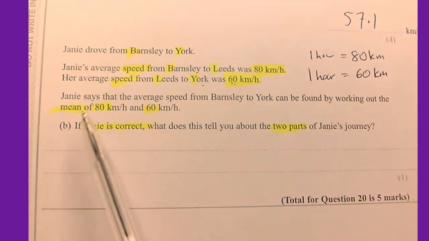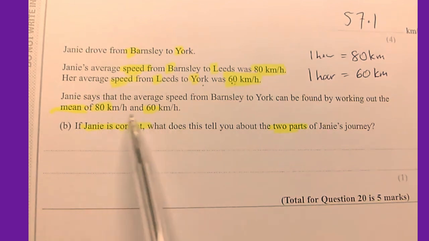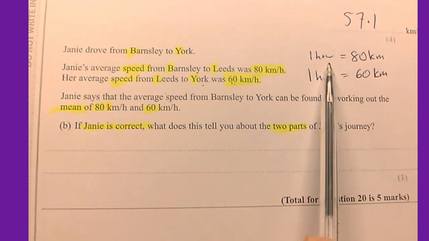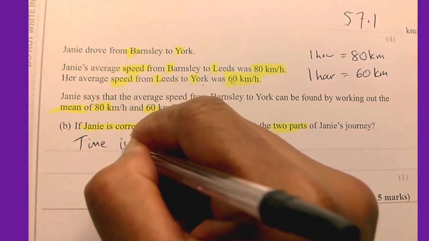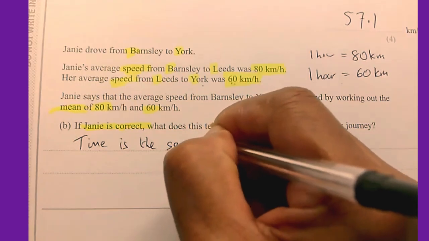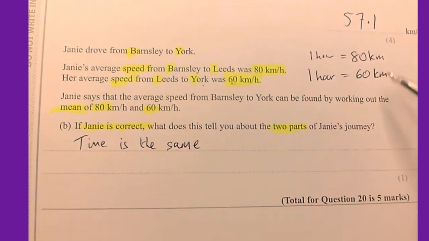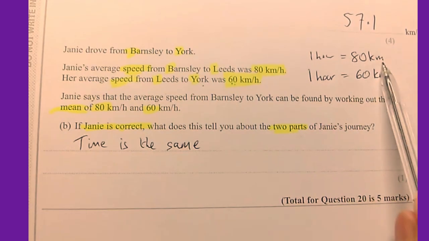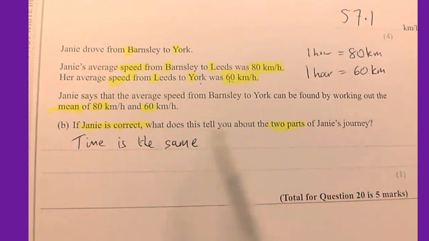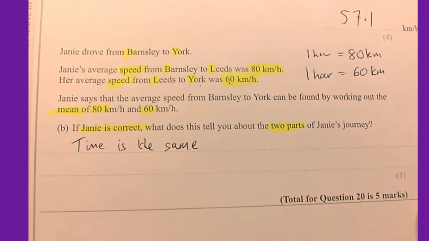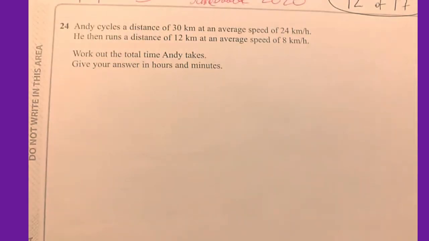And we're saying the mean of 60 and 80. So what we are assuming here is they have the same time. So we can say time is the same. Because we're adding them together and dividing by 2. That's what mean means. So that's a very tricky one. 1 mark for that in the exam, thinking about this and hopefully trying to make those connections. 1 hour, 80 kilometers and 60 kilometers, add them together, divide by 2 is the mean. And so therefore time is the same. So I hope that one, you got that right as well.